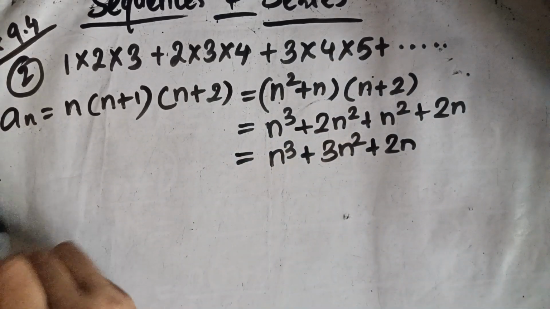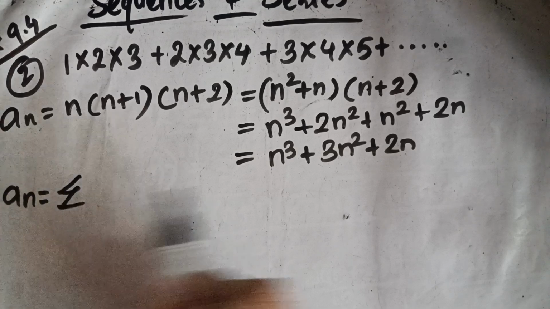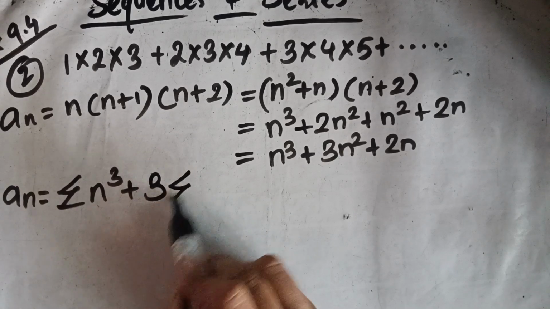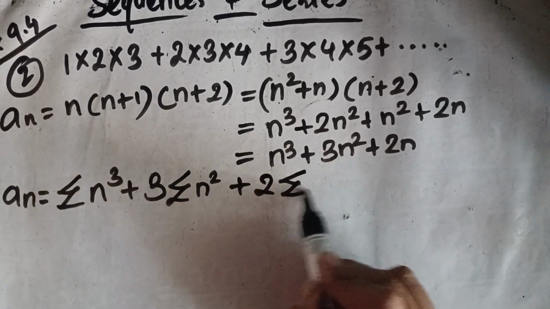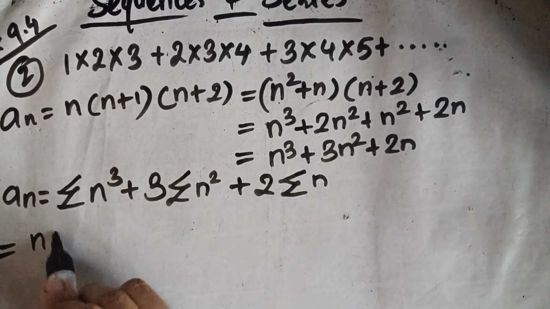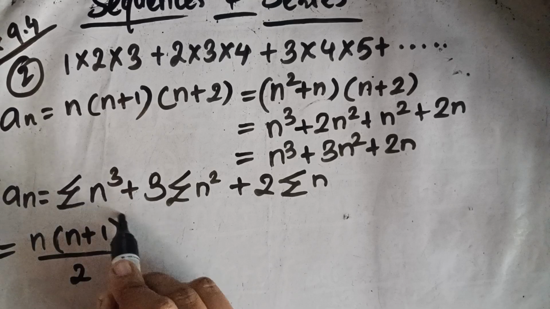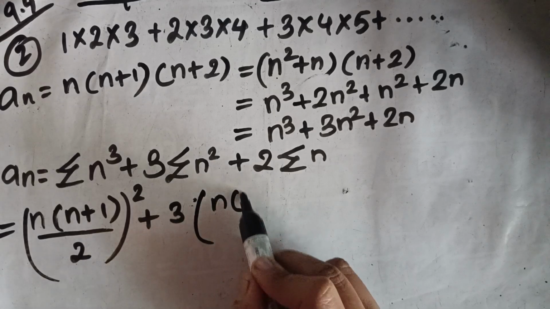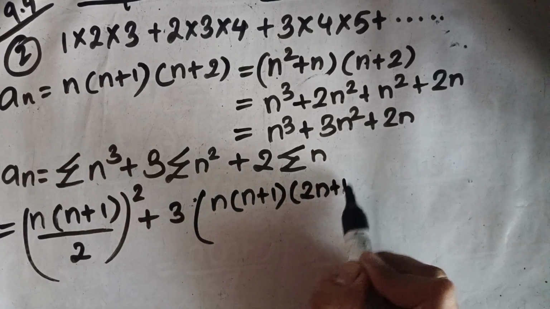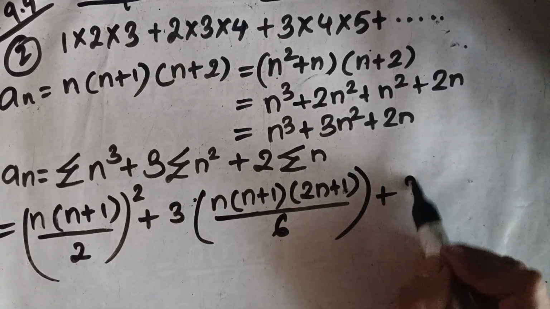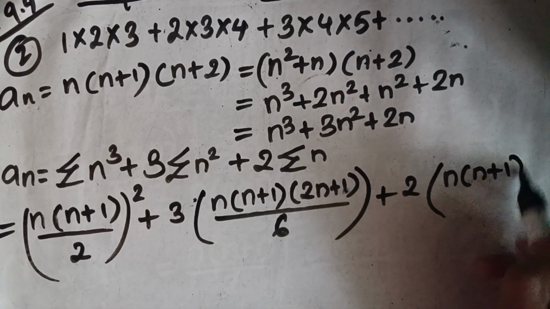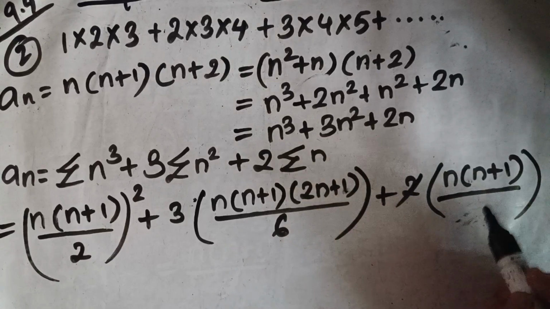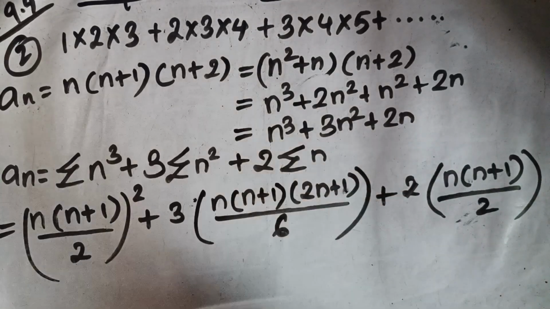Now taking summation, I'll directly write this: summation n cube plus 3, which is a constant here, so 3 you can write outside, summation n square plus 2 summation n. n cube is n into n plus 1 by 2, the whole square. n square is n into n plus 1 into 2n plus 1 divided by 6, plus 2 into n into n plus 1 divided by 2.